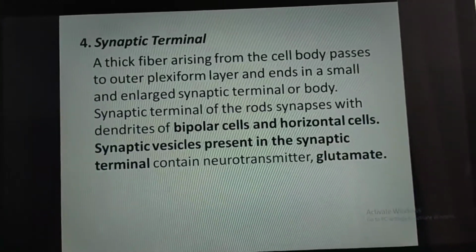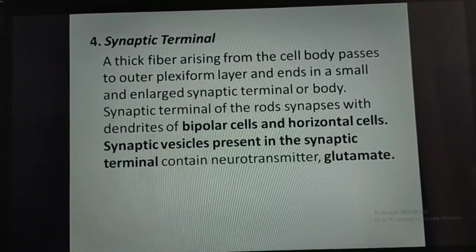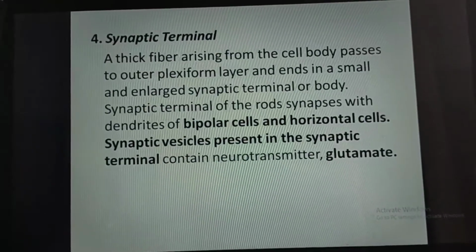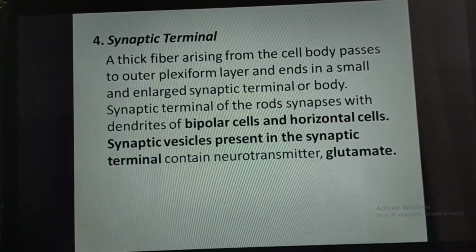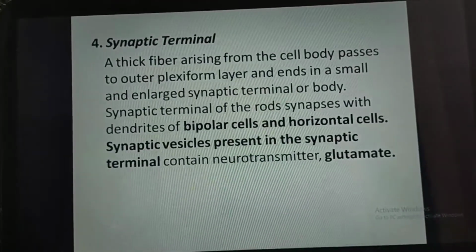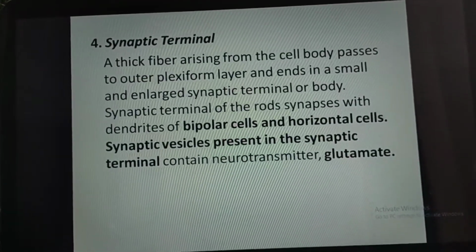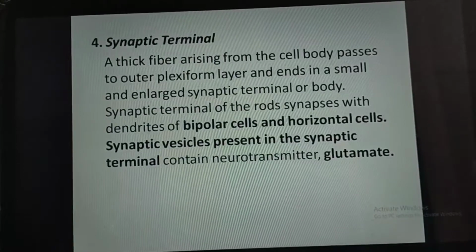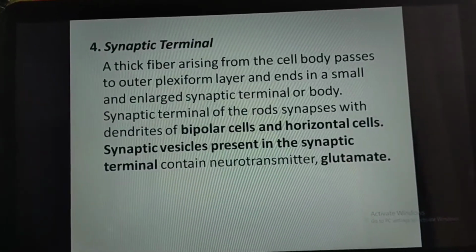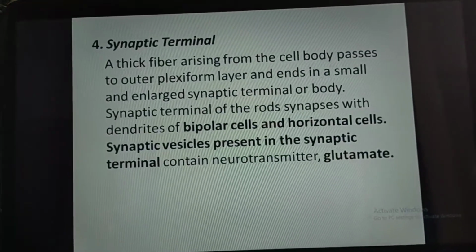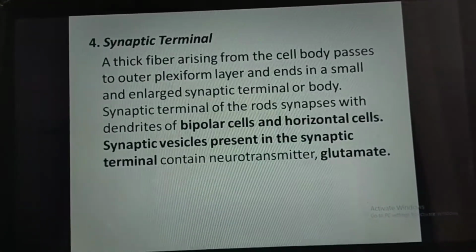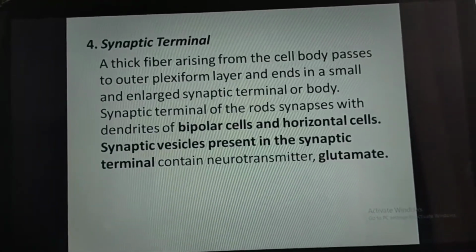Synaptic terminal. A thick fiber arising from the cell body passes to the outer plexiform layer and ends in a small and enlarged synaptic terminal or body. The synaptic terminal of the rod synapses with dendrites of bipolar cells and horizontal cells. Synaptic vesicles present in the synaptic terminal contain the neurotransmitter, which is glutamate.